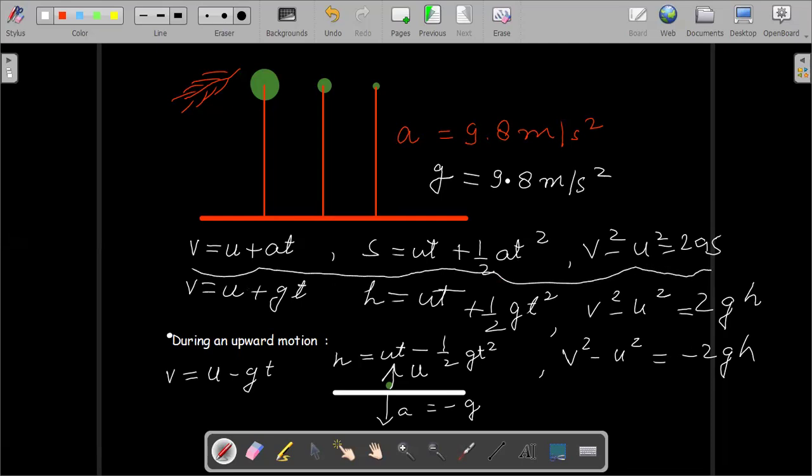During the upward motion, you have to take the acceleration due to gravity as negative, and during the downward motion, the acceleration due to gravity has to be taken as... sorry, positive. During the downward motion, the acceleration due to gravity is positive, and during the upward motion, the acceleration due to gravity is negative. Got it?